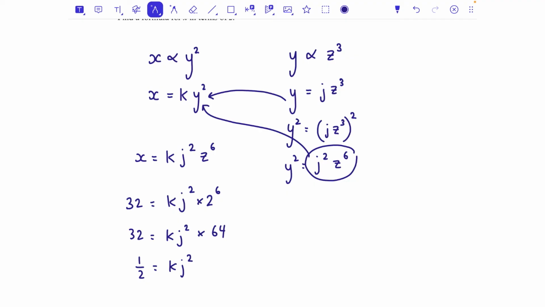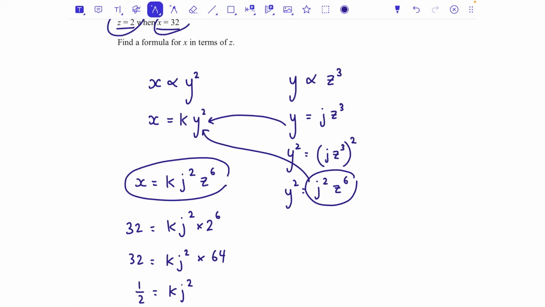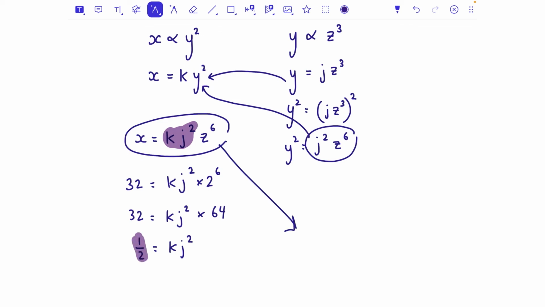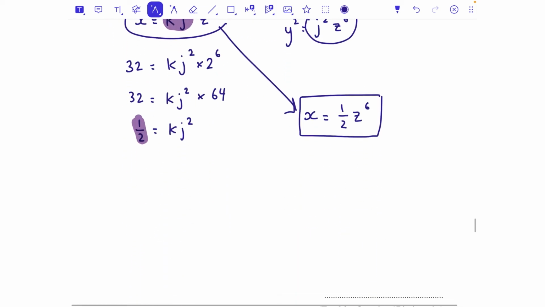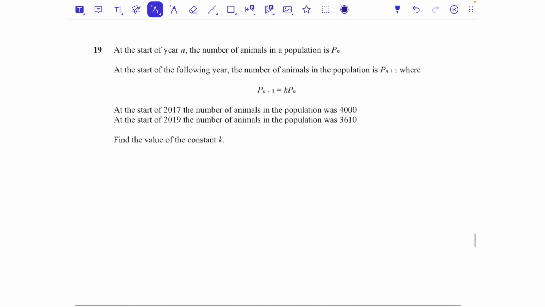Okay, now going back to what I've got here, I want a formula for x in terms of z. Well, now I know I can just change the kj squared part to be a half. So therefore my formula that they're looking for, x equals a half z to the power of 6. We now have a formula for x in terms of z, which is what they wanted. Let's pop that on the answer line. X equals a half z to the power of 6. There you go.